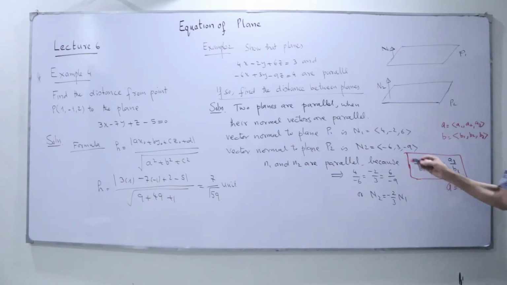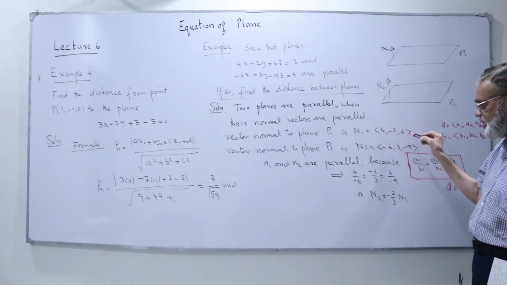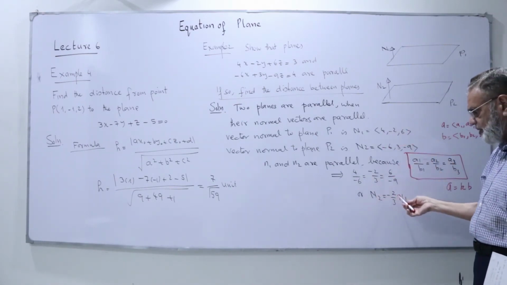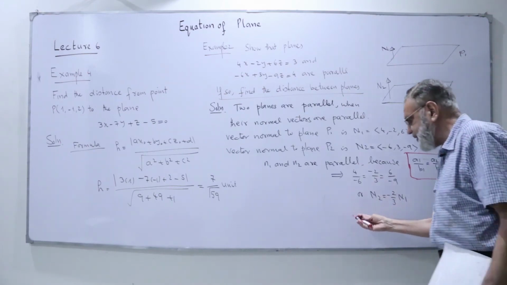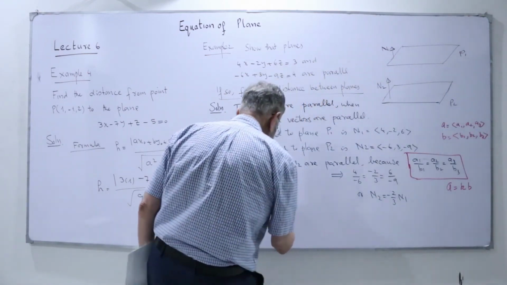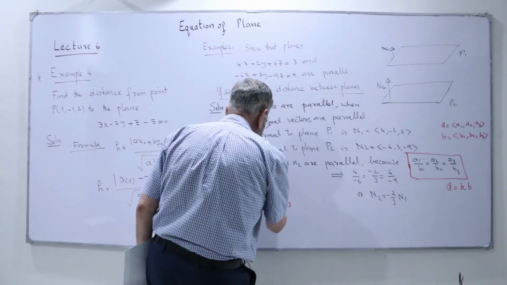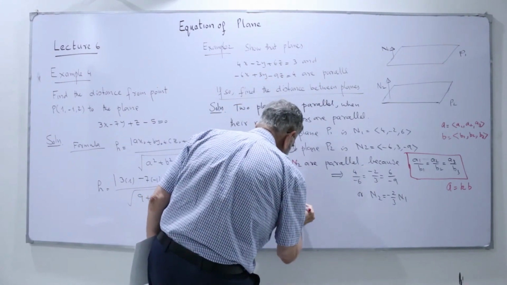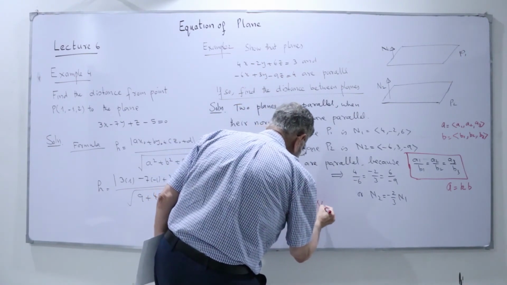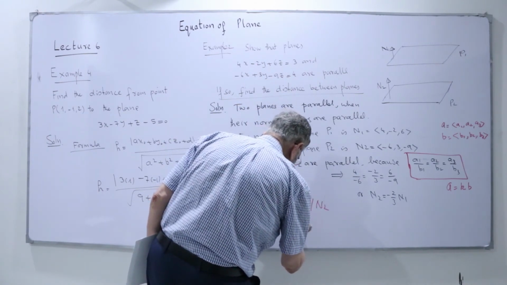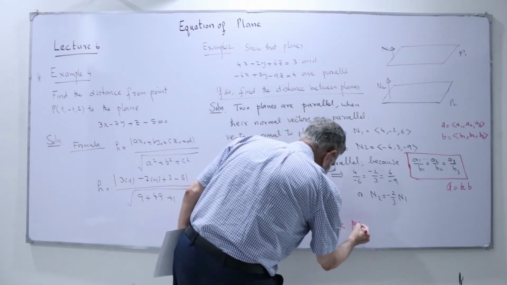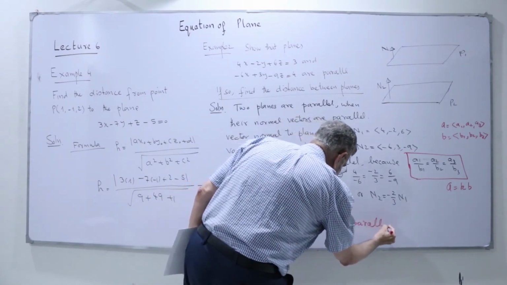Now we can see here the ratio of this one is 4 over -6, 2 over -3, 6 over -9, this is -2/3. So we say n2 is equal to -2/3 n1. This implies that our vectors n1 and n2 are parallel, and when they are parallel, this implies the planes are parallel. When they are parallel, we can find the distance between the two planes.